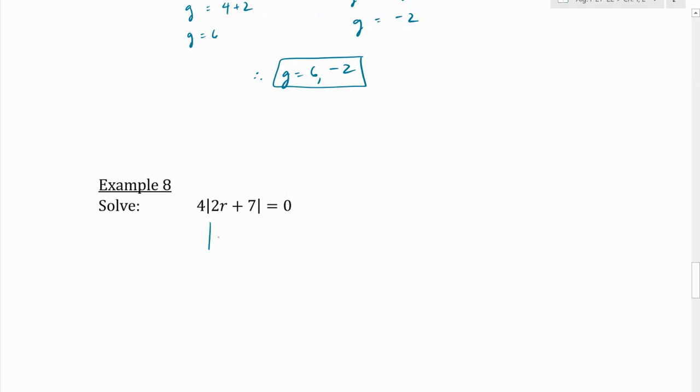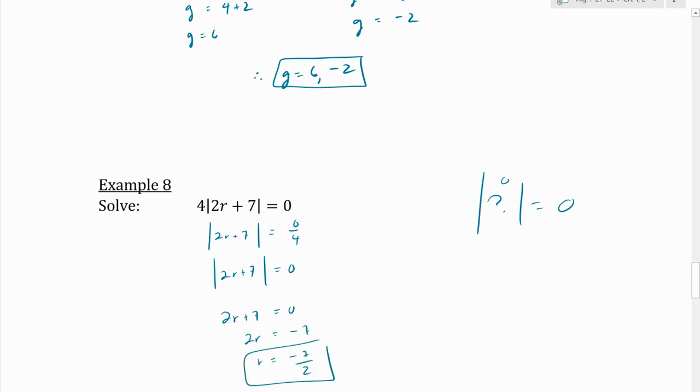Isolate the absolute value. Divide both sides by 4. Okay, think. Can an absolute value be 0? It sure can, but only if that number inside there is 0. So that 2r plus 7 has got to be 0. Let's subtract 7 from both sides. Divide both sides by 2. R has got to be -7/2.